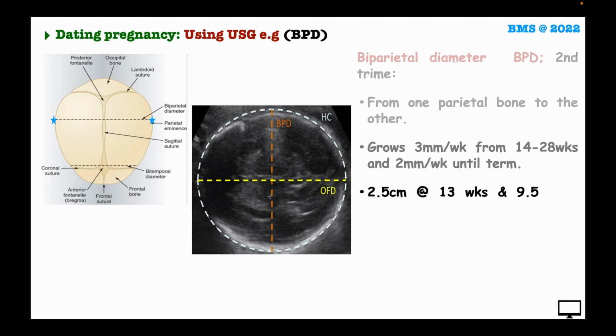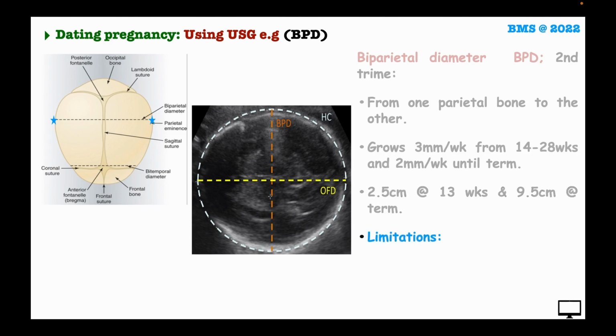Also, at about 13 weeks of gestation, we may have a biparietal diameter of about 2.5 centimeters, and by term, we should have a biparietal diameter of about 9 centimeters.